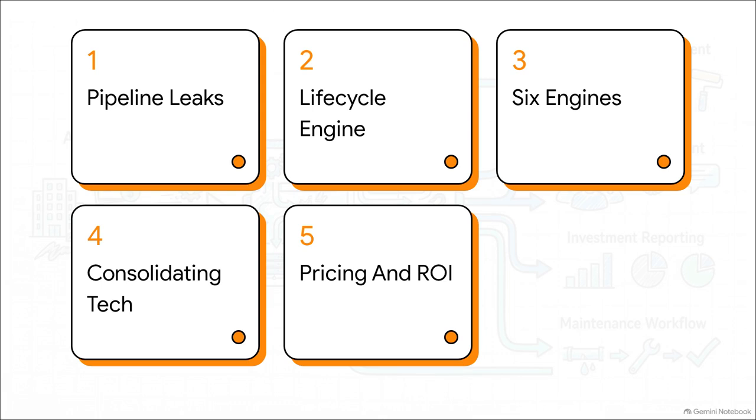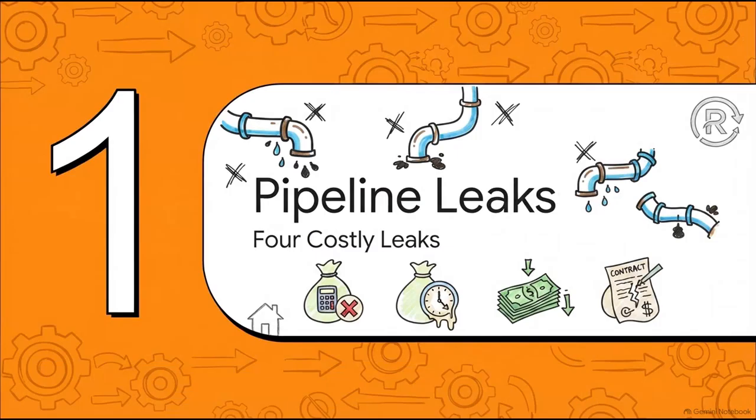We'll be walking through 1. 4 costly pipeline leaks. 2. The Real Estate Lifecycle Engine. 3. 6 engines, 1 timeline. 4. Consolidating your tech stack. And 5. Pricing and ROI. So let's kick things off with part 1.